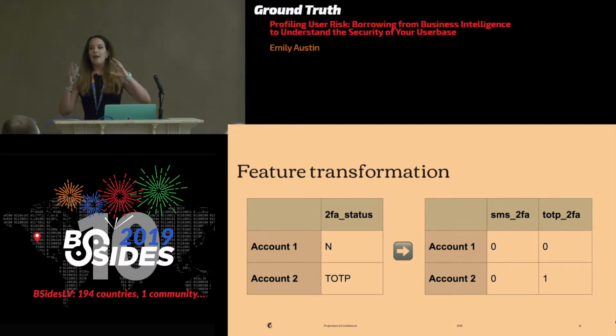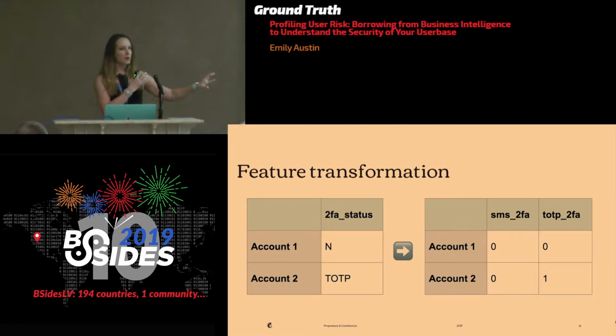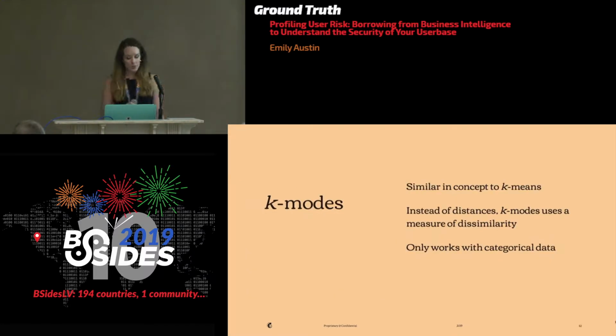So I was like, okay, I have categorical data. Let me find something that's going to work with that. Instead of trying to make my data work with this model, let me try and find a model that will work with this data. So I found k-modes.